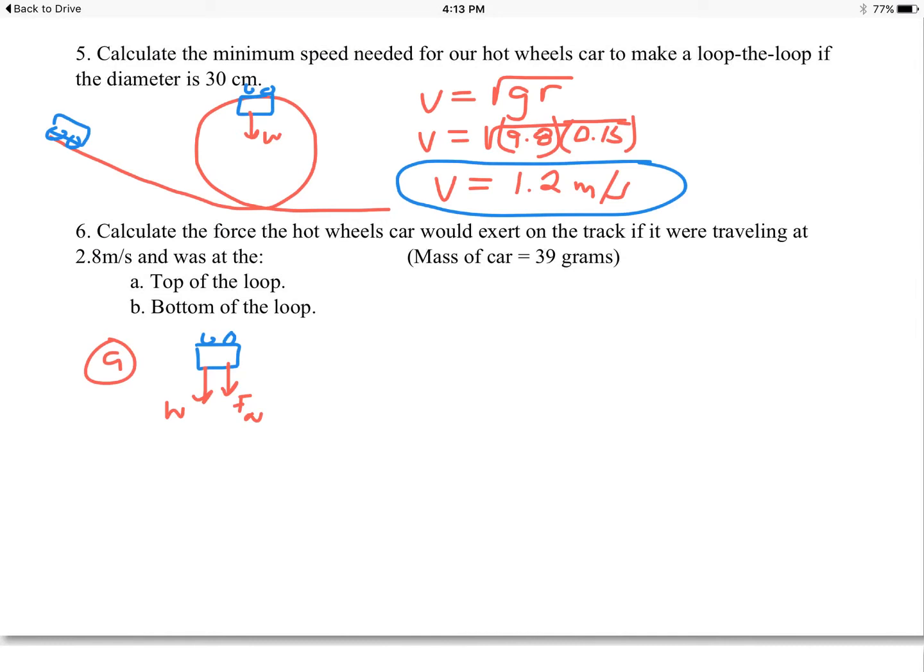Anyway, as we saw before, when you're making it with ease, F sub c, the centripetal force, the net force, will be the sum of these two forces because they're both in the same direction. And then we just plug in all the conceptual definitions. F sub c is mv squared over r equals weight, which is mg, plus F sub n.